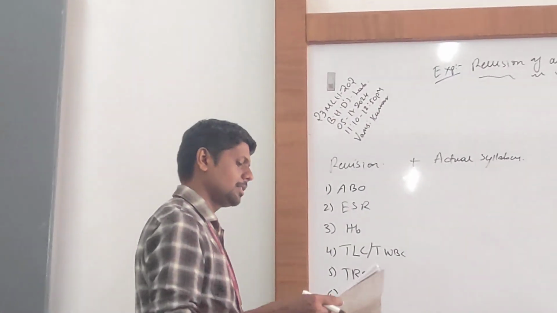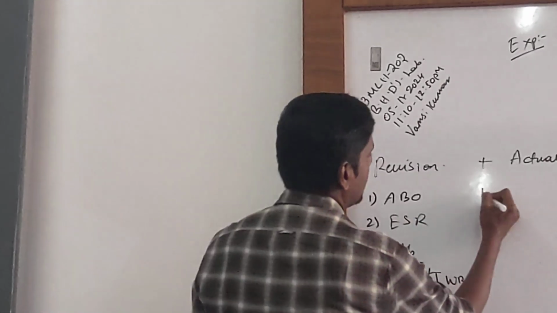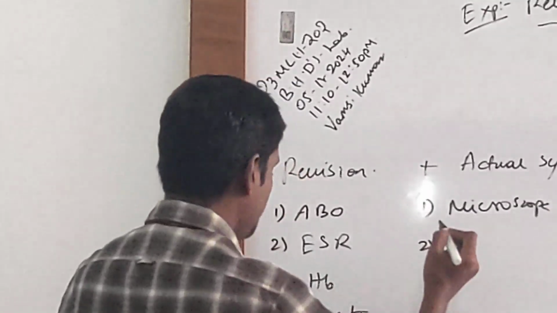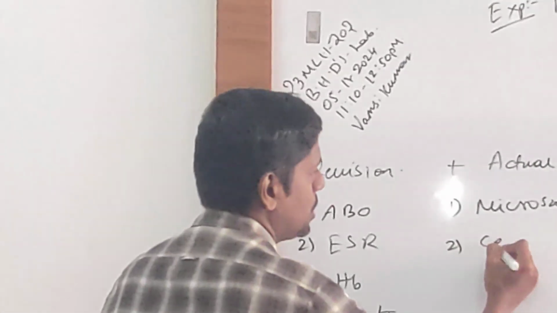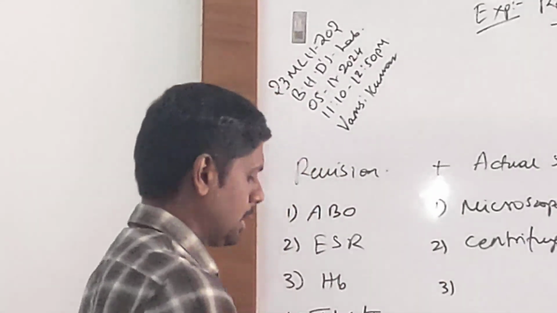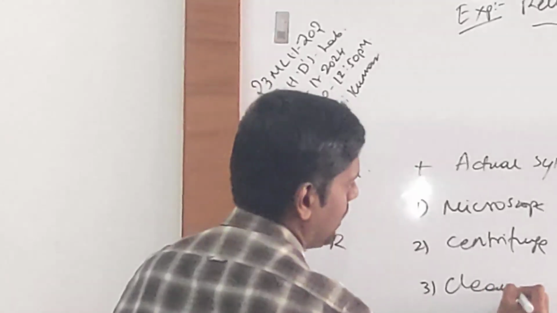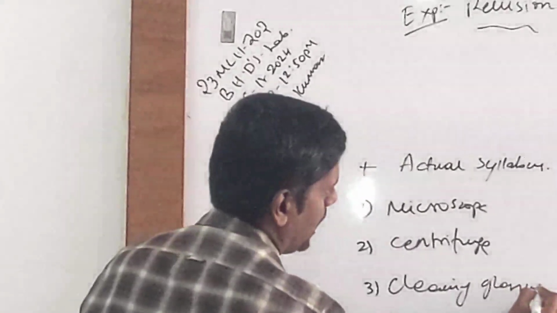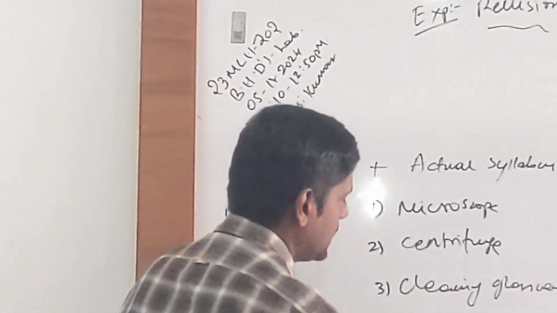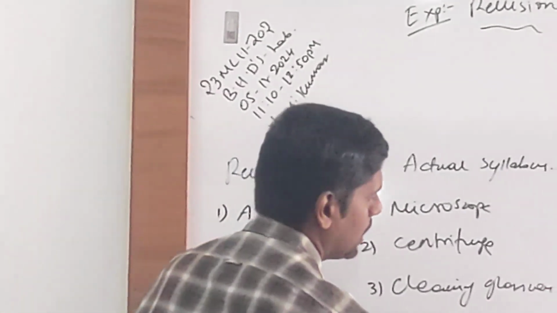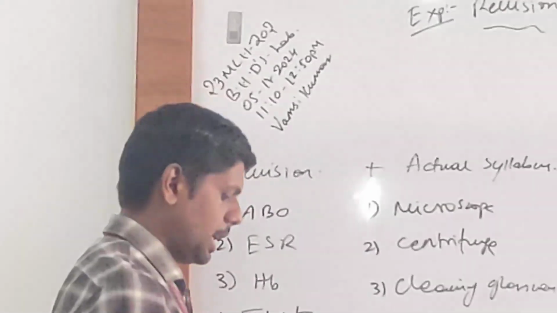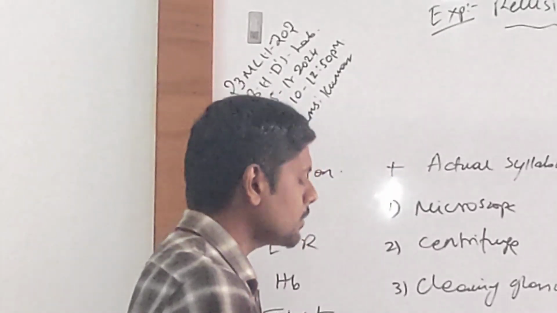Yesterday I already had this discussion. So the first practical was parts of microscope. Then the second practical was centrifuge. Then third, cleaning of glassware. Next one, fourth practical, anticoagulants preparation. Then the fifth one, collection of venous blood.